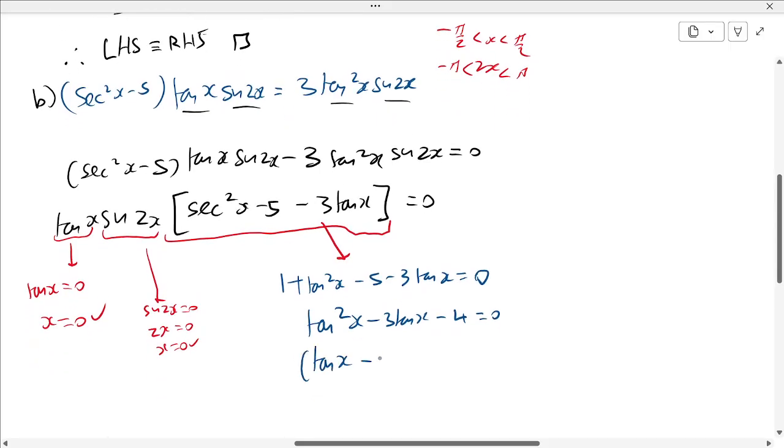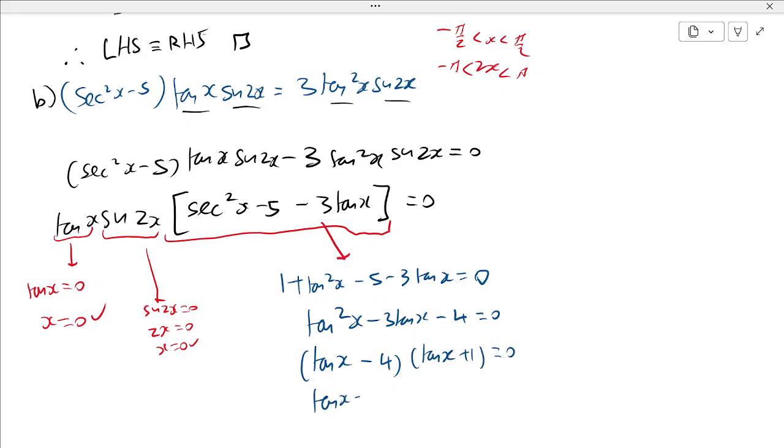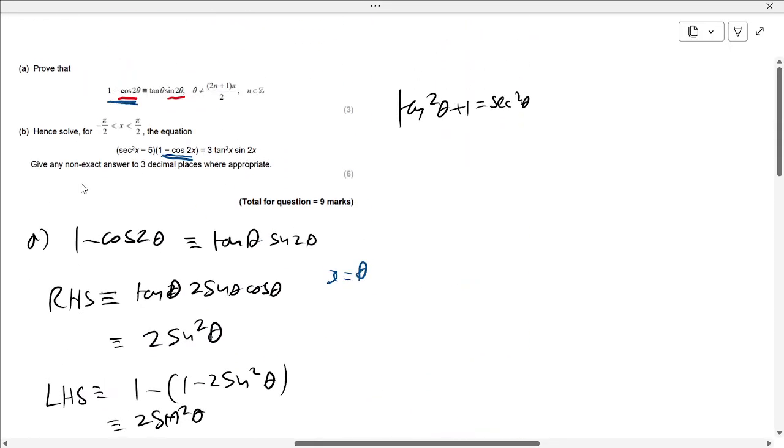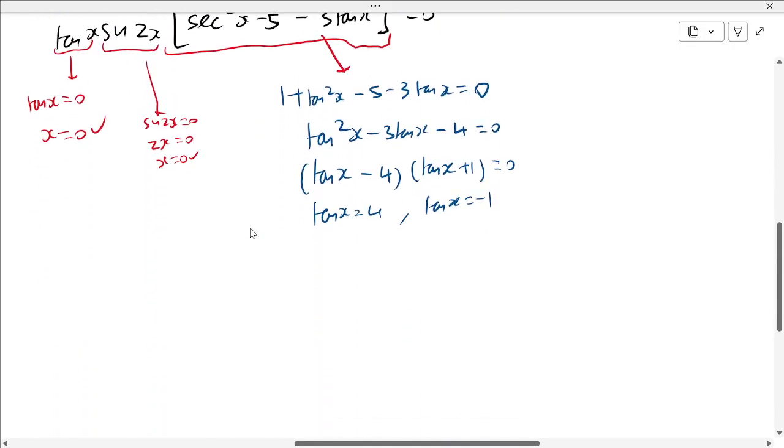Tan x minus 4. Tan x plus 1. I don't bother writing the u. You can if you want. Tan x either equals 4 or negative 1. Again, in this range, tan x equaling 4, I'm going to have to use my calculator. That's not a nice value. Does it say, give any non-exact answers 3dp? No, 3dp.